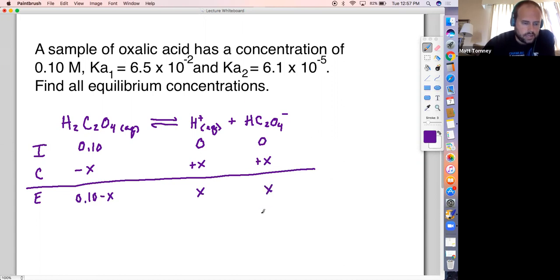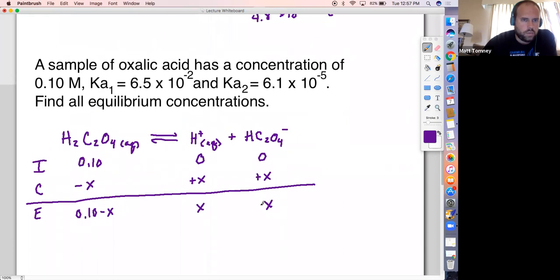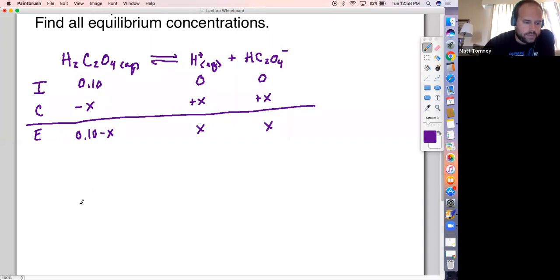x and x. Okay, so what I'm going to do, I'm going to take Ka1, which is given in the problem, and I'm going to set it equal to my equilibrium, and I'm going to go ahead and try the 5% rule and see if I can get away with it. So what I would do is I would say 6.5 times 10 to the minus 2 is going to be equal to, now I'm just going to abbreviate here, x squared, because both my products are at the top, each one of them is an x, and on the bottom, 0.10 minus x. So what I will do is I will assume x is small. I'm going to knock it out.